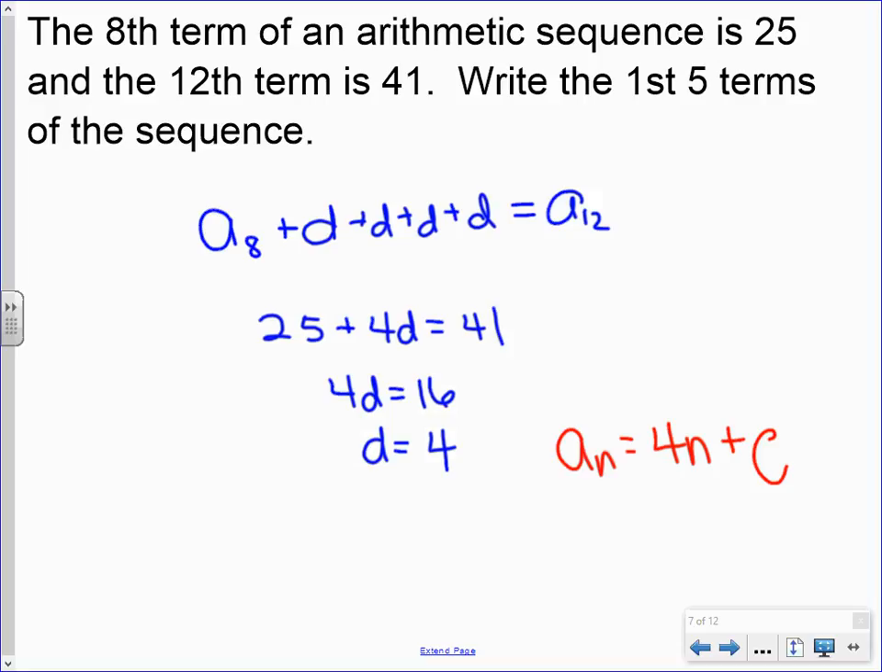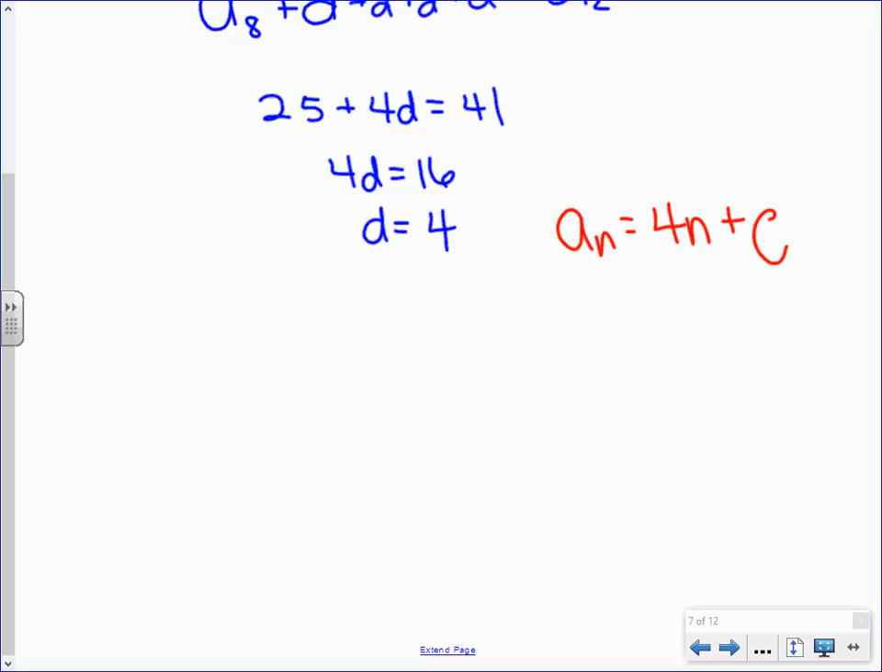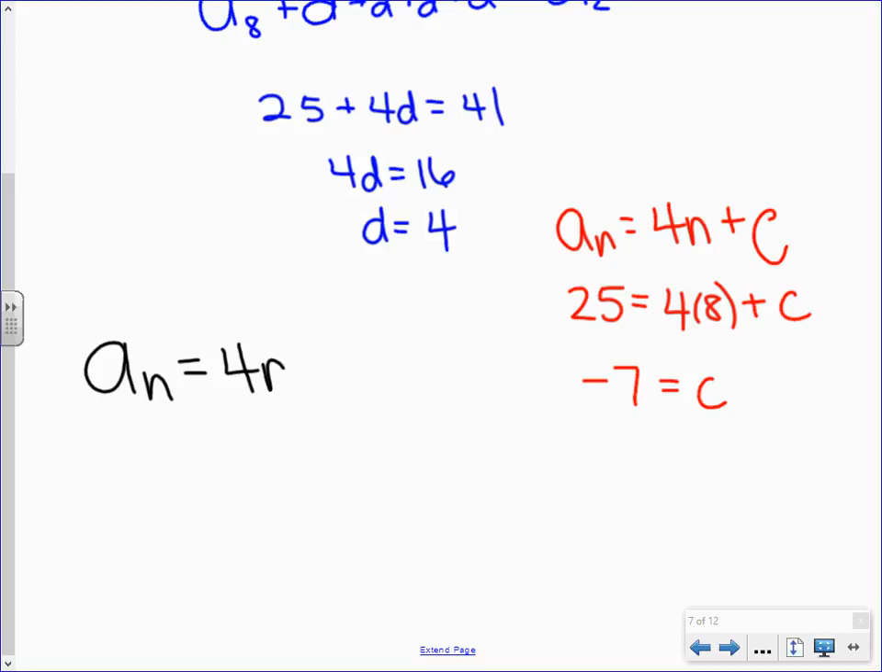Okay, we do know that the 8th term is 25. So if we plug in 8 to our sequence, we should get 25. What's our C value? So our arithmetic sequence is 4n minus 7. Let's just double check. If we plug in 12, what do we get? We have 41, right? And that's what we need to get, right?